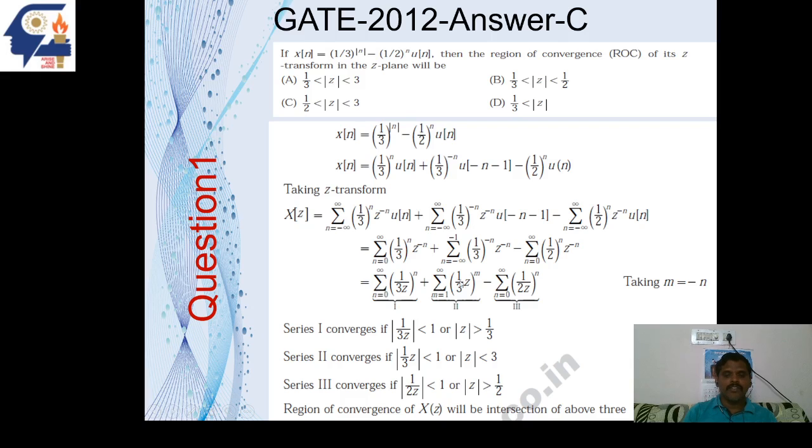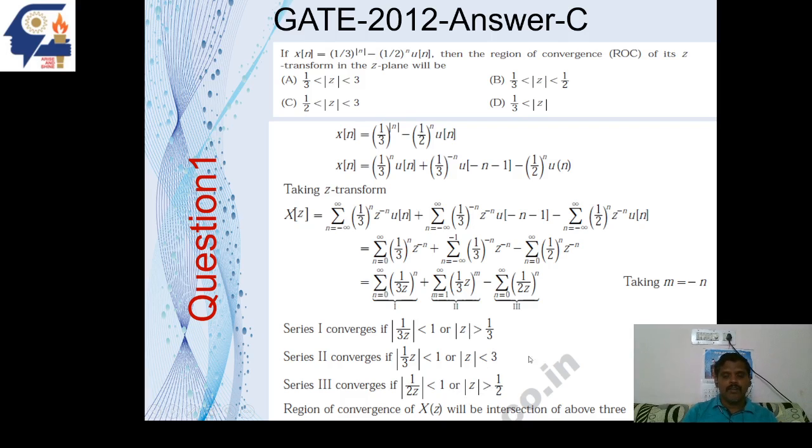For the second one, this summation converges if the modulus of 1 by 3z is less than 1. So |1/(3z)| < 1. Otherwise, send the 3 to the right side and you will get |z| > 3. This entire summation is a finite value, or converges, if the modulus of this value is less than 1. So |1/(2z)| < 1 means send this z to the right side and you will get |z| > 1/2.